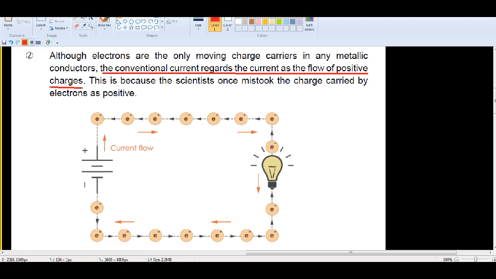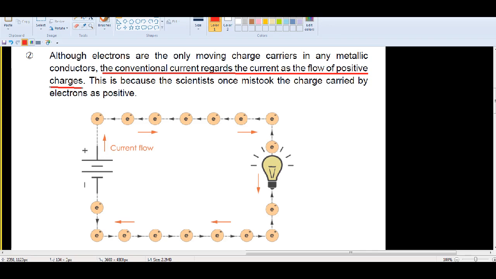Okay, so the reason for having that kind of confusion is that in the past, scientists once mistook the charge carried by electrons as positive. Around 120 years ago, scientists at that time thought electrons were positive. So from that time they regarded current flow as positive, but actually it's not the case. Okay, you need to understand that.